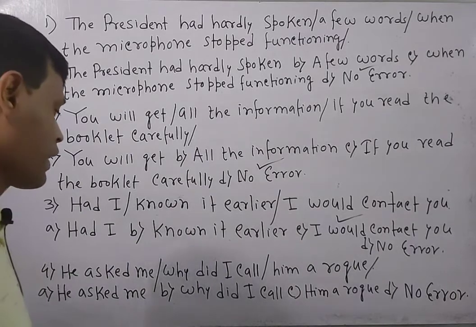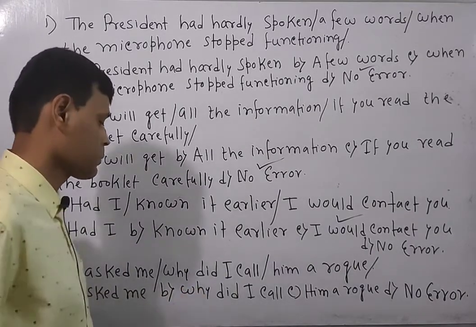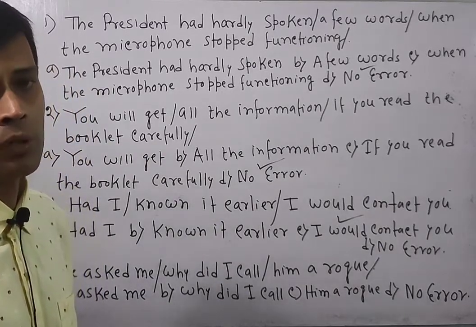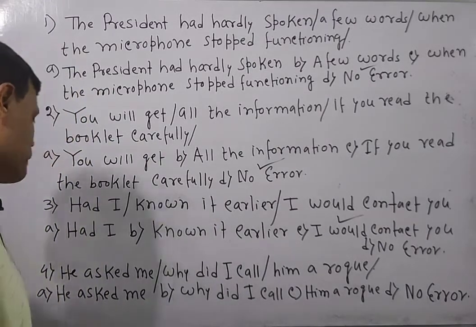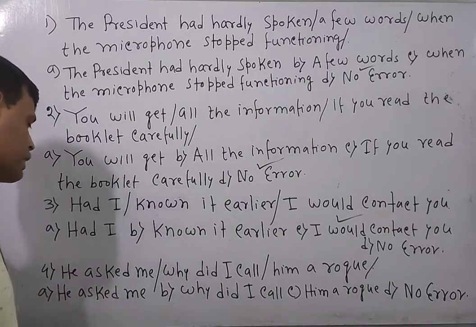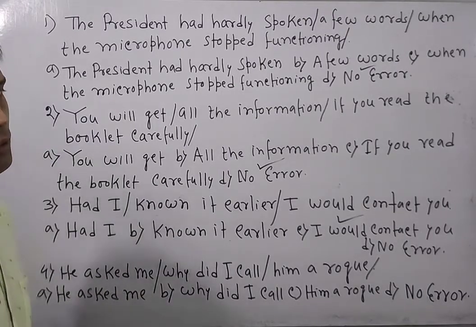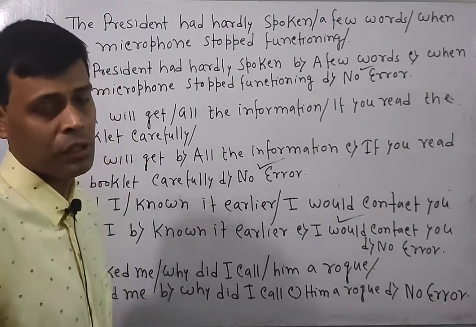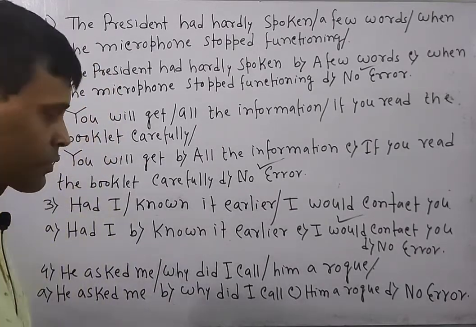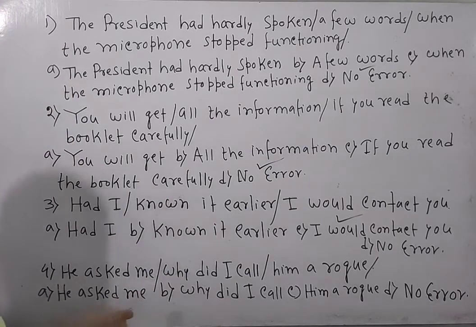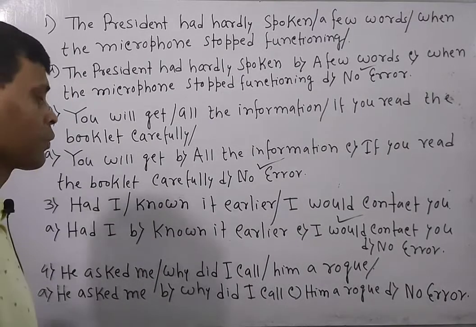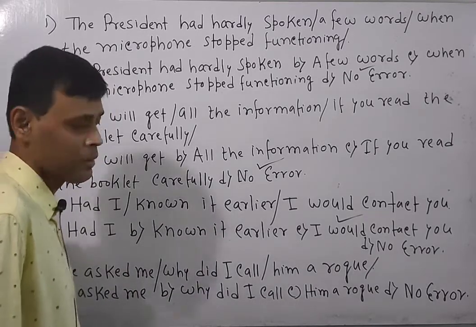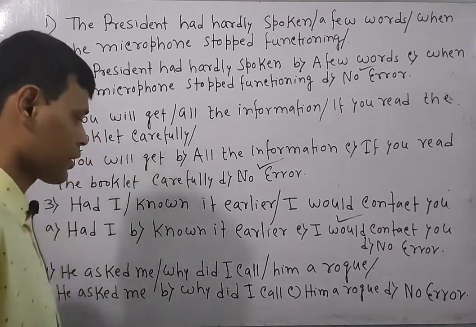But here this part goes for the SV order. Again, the next part, just after why, what is followed is the VSO order. So this is wrong. Whenever you are going to write the SV order, you need to follow the same rule. You cannot write the VSO order within the same sentence. So it should be, he asked me why I called him a rogue. But instead of that, what is written is, why did I call him a rogue? So this is the mistake.